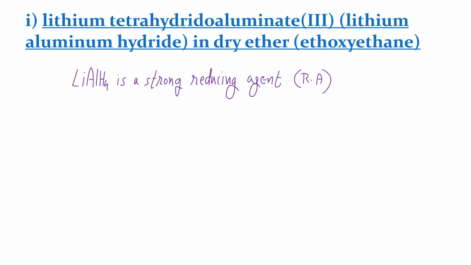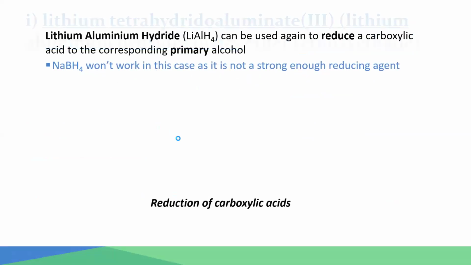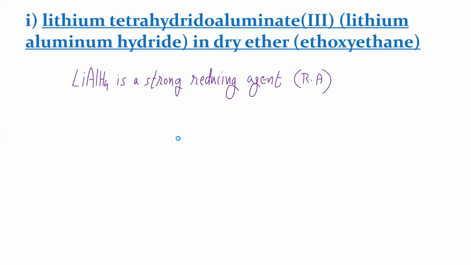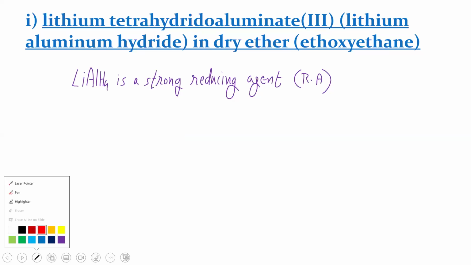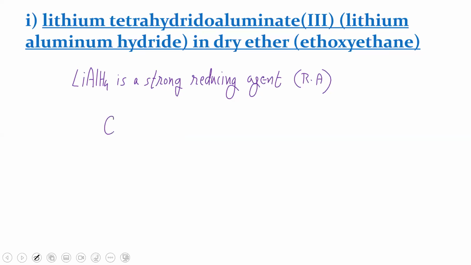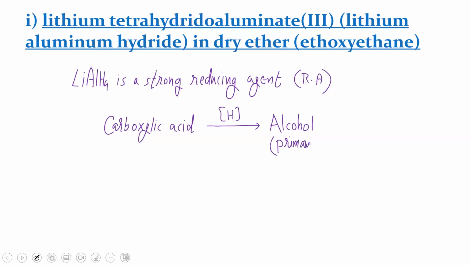LiAlH4 is a powerful reducing agent. And let us make the word equation here. Carboxylic acid, if you provide a reducing agent, it will turn into an alcohol, as a primary version. So this is my starting concept for today.